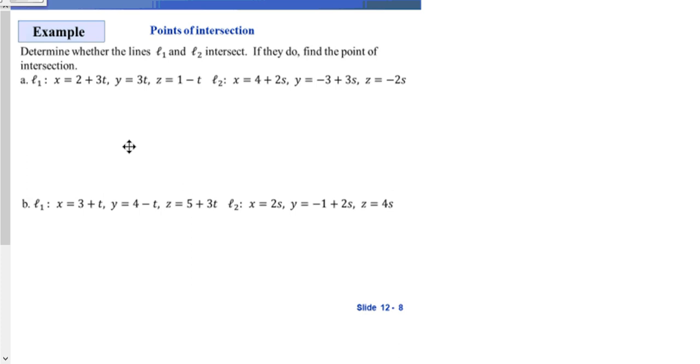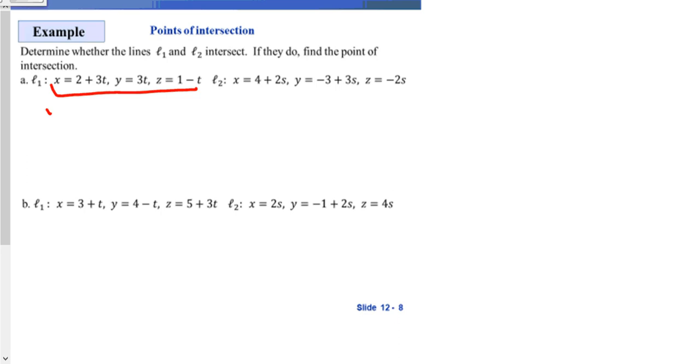Okay, now we're going to be given two lines and we want to see if they intersect. So the first thing we want to check is to make sure the lines aren't parallel. We know by the form of these equations, this is just a parametric form of the equations, we can tell a point on the line and we can tell a vector that's parallel.